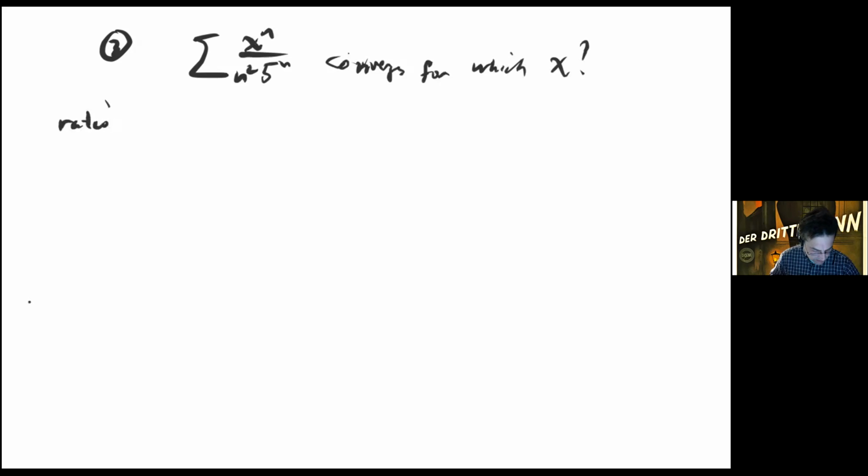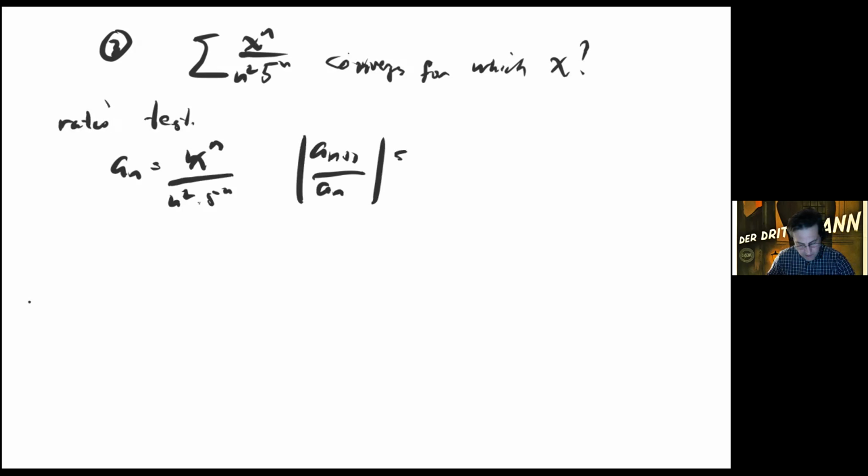So what does the ratio test tell us in this case? Well, a sub n is x to the n over n squared times 5 to the n. So the absolute value of a sub n plus 1 over a sub n is x to the n plus 1 over (n plus 1) squared, 5 to the n plus 1, times the reciprocal of a sub n, that would be n squared times 5 to the n over x to the n.